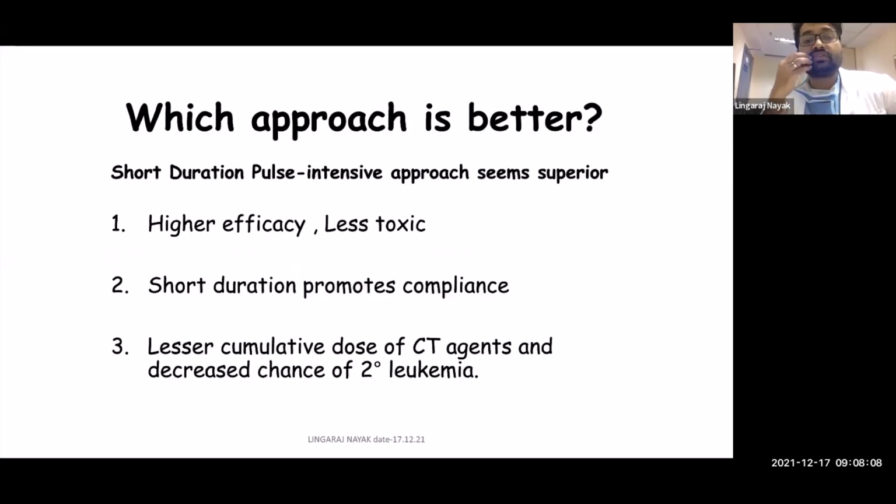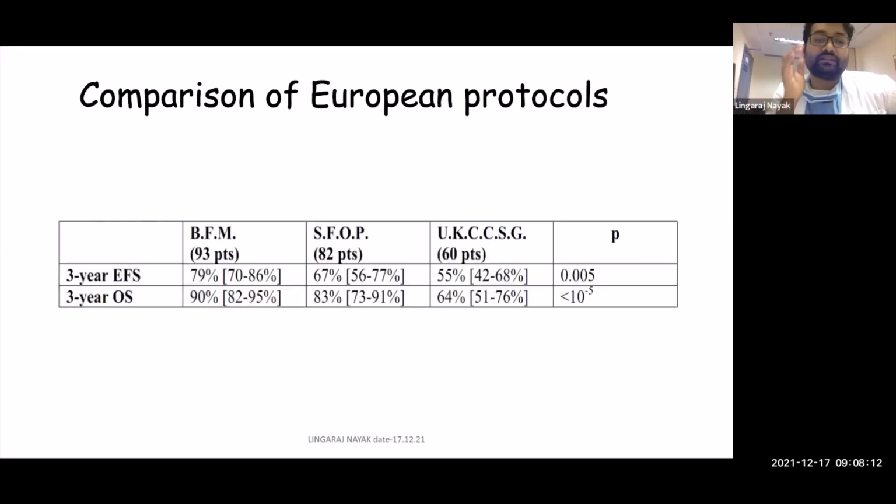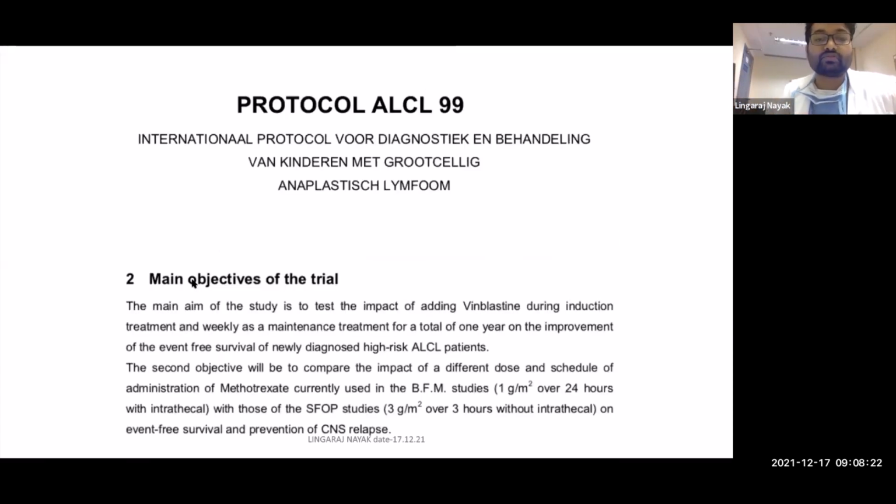So short duration approach is feasible. And this is a comparison from two European protocols, BFM and UK group. If you can see those who use short duration Burkitt-like protocol, the outcomes, the EFS, is better. So this is one protocol that we use in our patients of AYA, that is called protocol ALCL 99.